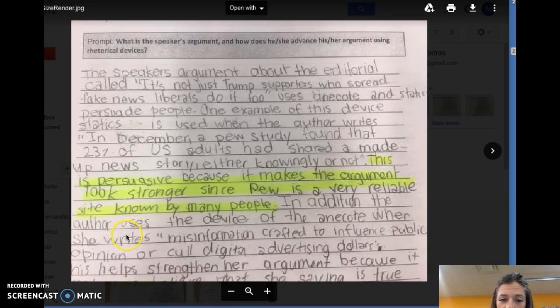Okay, before we talk about that, I want to show you an explanation of evidence that was very typical. Most of you had something very similar to this, and this is a 2. In this paragraph, one of you is arguing that Anne Friedman, in her article about why liberals are just as guilty of spreading fake news, is using cited sources or ethos. I've highlighted this person's explanation of evidence in yellow. They said this is persuasive because it makes the argument look stronger, since Pew is a very reliable site known by many people. This is a 2-level explanation of evidence.